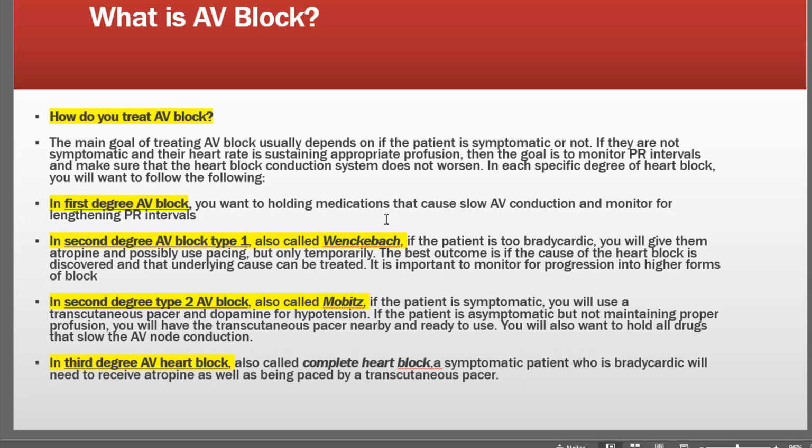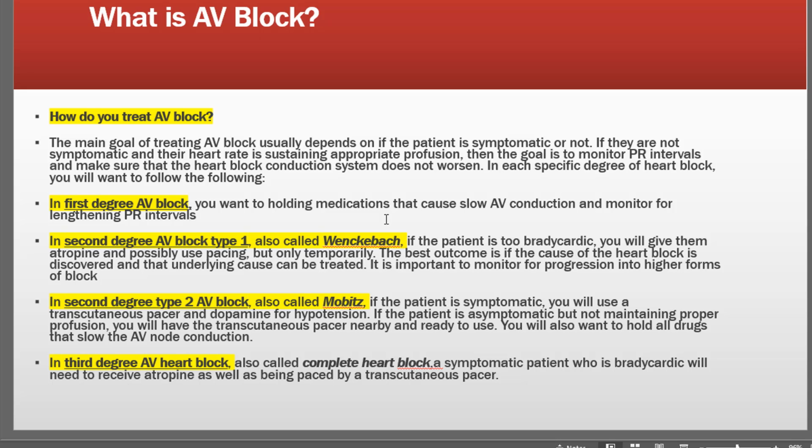First degree, you might want to hold medications that slow the conduction. Second degree, if the patient is too bradycardic, you will give them atropine and possibly use pacing, but only temporary. The best outcome is if you discover why it's blocked and treat that cause. Mobitz, if the patient is symptomatic, you'll use pacing and dopamine for the hypotension. If they're asymptomatic but not maintaining proper perfusion, you'll have the pacer nearby and ready to use. You also want to slow or hold all the drugs that slow the conduction.